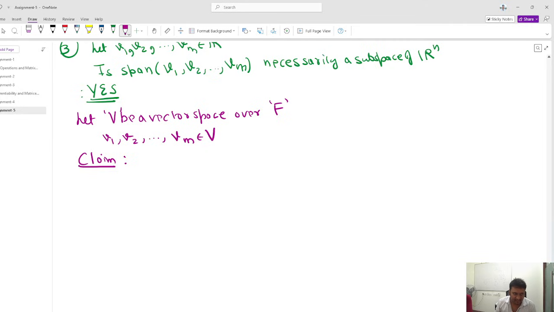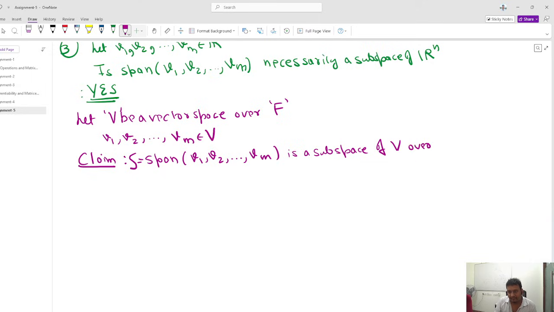So what is the claim? The span of this v1, v2, dot dot dot vm, let us call it S, is a subspace of V over F. So that is our claim.